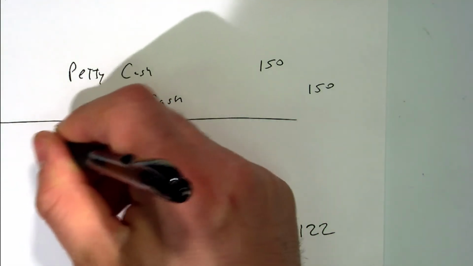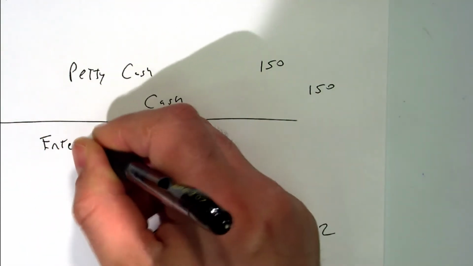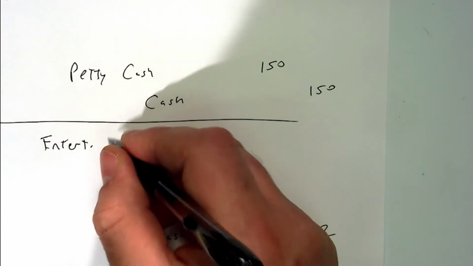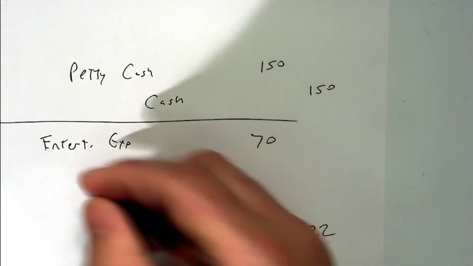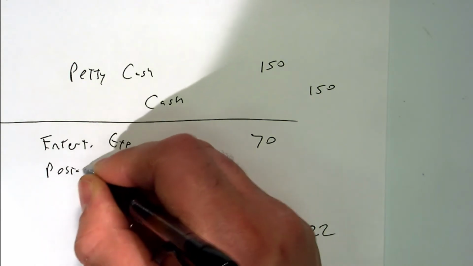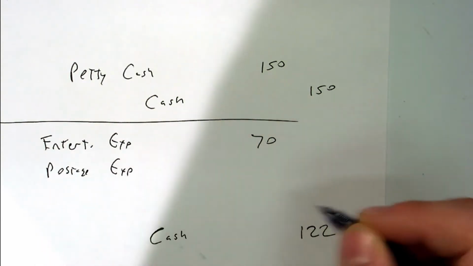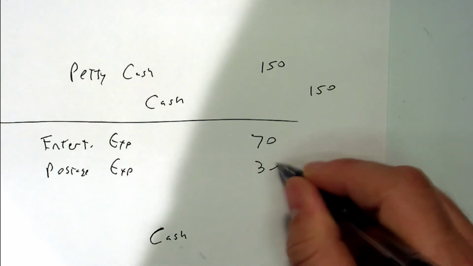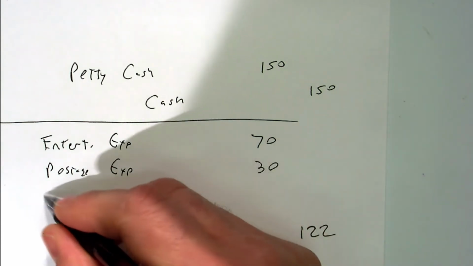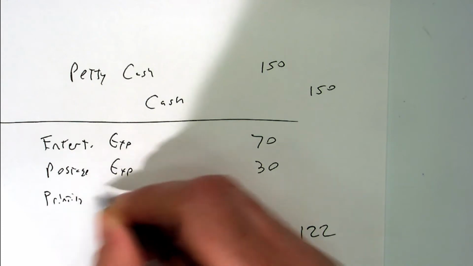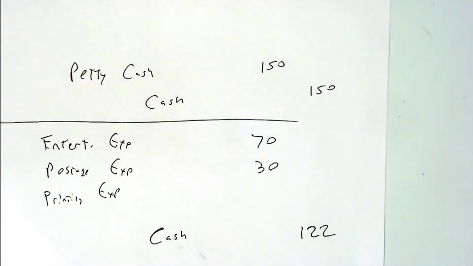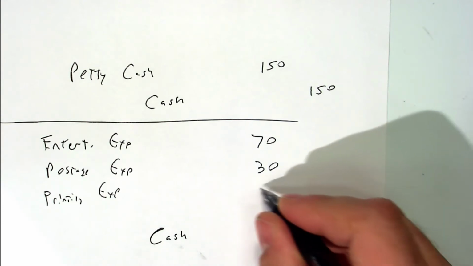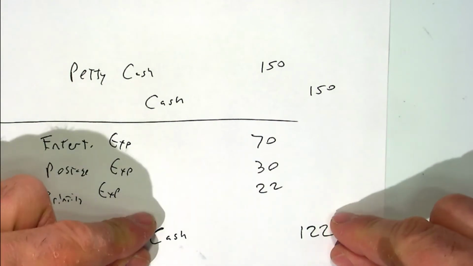So I think we have entertainment expense. Is that correct? Yeah. For how much? 70. For 70. Then I think we have some postage expense for 30, was it? And then I think we had some printing expense. And if you used slightly different expense accounts, verbiage, that's fine. Okay, so it makes sense. Printing expense 22. So this was the first step.